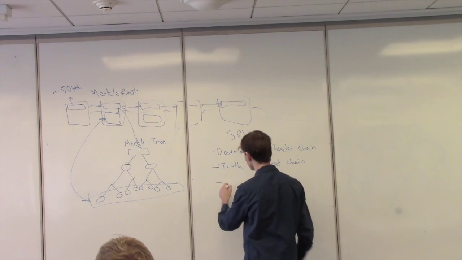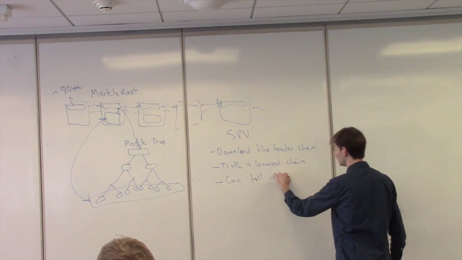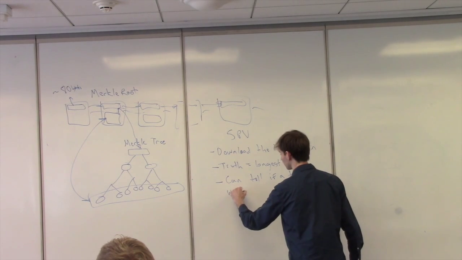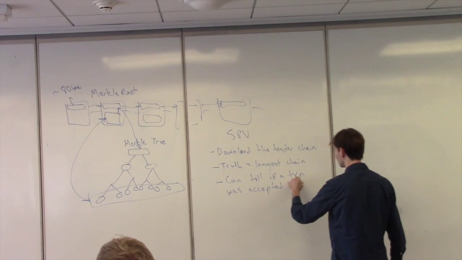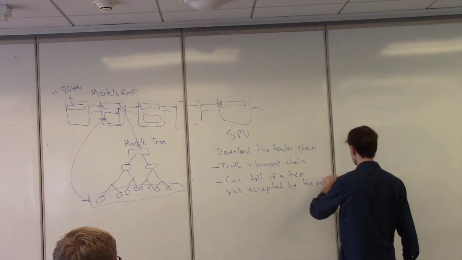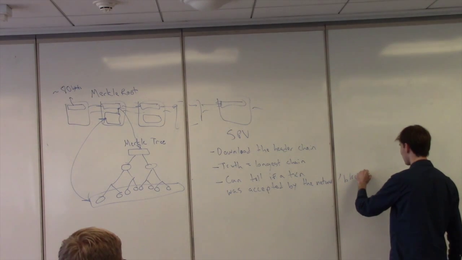And they can tell if a transaction was accepted by the network/blockchain. How do they do this?